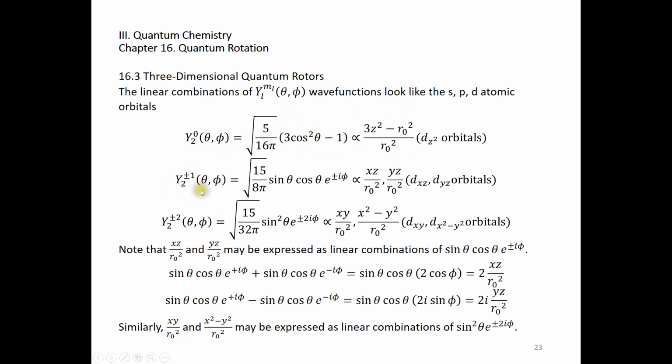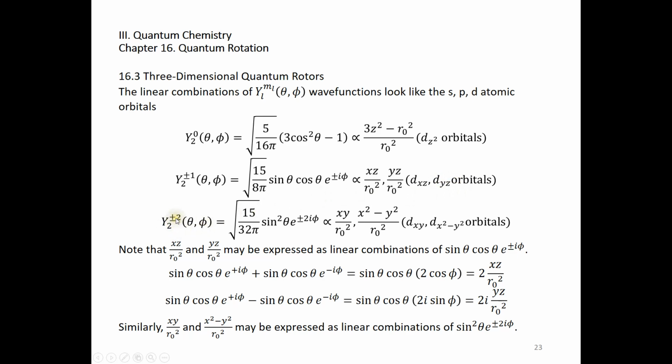We have these two complex functions. The linear combinations of these two are proportional to xz and yz. They correspond to the dxz orbital and dyz orbital in the hydrogen atom.